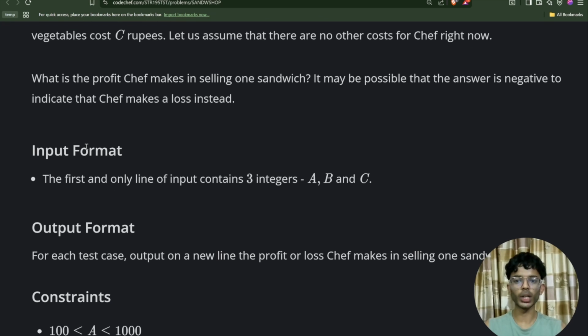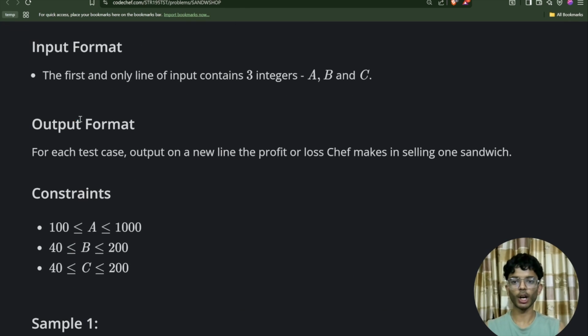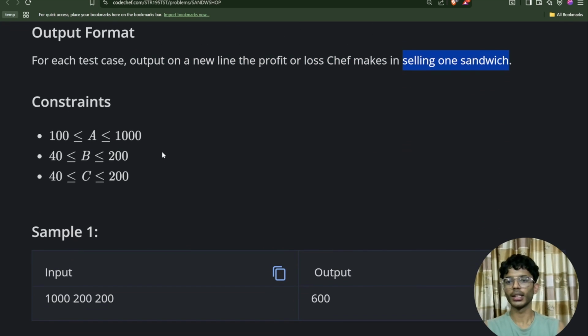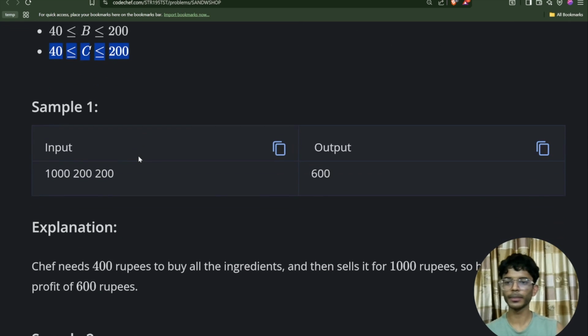In the input, we'll be given three integers in a single line separated by a space representing A, B, and C. That is the cost of selling, the cost of bun, and the cost of vegetables. And in the output, we need to print in a single line the profit or loss chef makes in selling one sandwich. In the constraints, A will lie between 100 and 1000, B will lie between 40 and 200, and C will lie between 40 and 200.